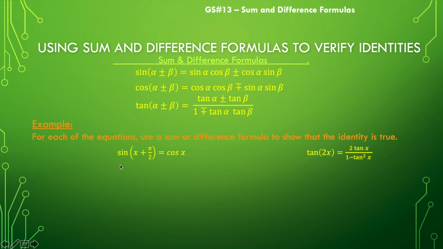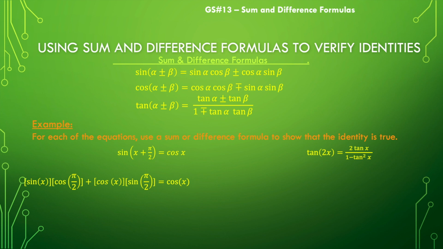Here I have the sine of the quantity x plus pi over 2 is equal to the cosine of x. So we want to think about this in terms of a sine of a sum. Okay, and so then we'll use our sum formula for sine and expand this left-hand side. So that would be the sine of x times the cosine of pi over 2 plus the cosine of x times the sine of pi over 2. And we're going to just leave that right-hand side alone and call it still the cosine of x.